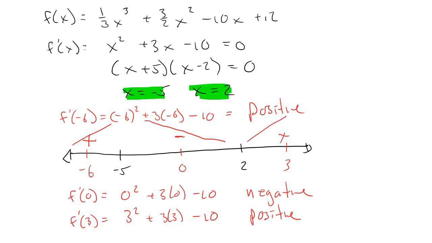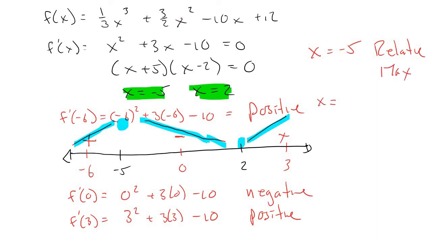So we can see from this that right here, we're going to have a maximum. It's increasing and then decreasing. Here at 2, we're going to have a minimum point because it's decreasing and then increasing. So we can say that x equals negative 5 is a relative maximum, and at x equals 2, we have a relative minimum. And that is how you use the first derivative test to determine whether your critical points are relative maximums or relative minimums.